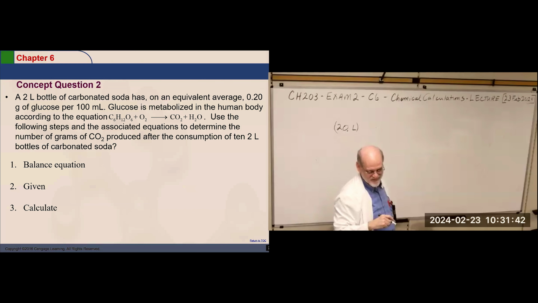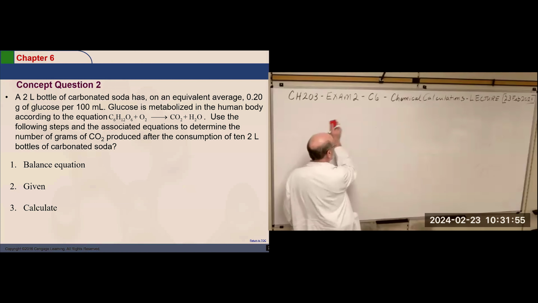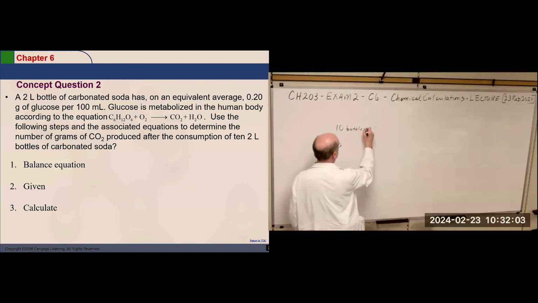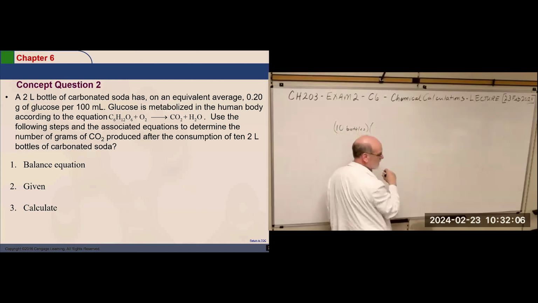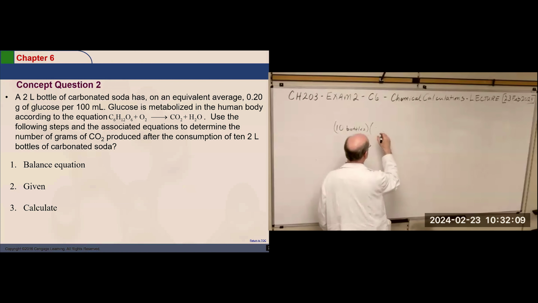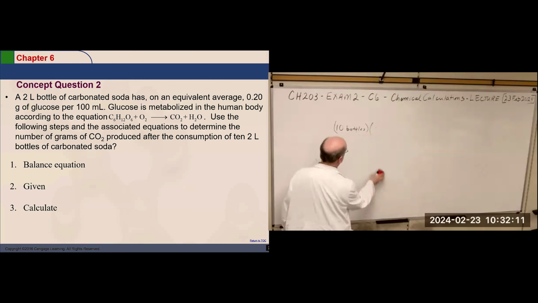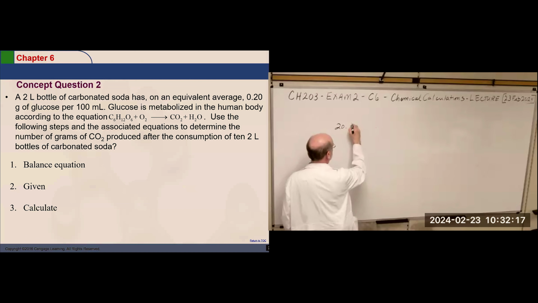20 liters. Okay. Let's see. Oh, they've already told us how much glucose is in there, right? With 10 bottles. And then each bottle has 0.2 grams per 100 milliliters. We do need to know that. I'm sorry, yeah, we do need to know that. 20 liters total. How many milliliters is that?